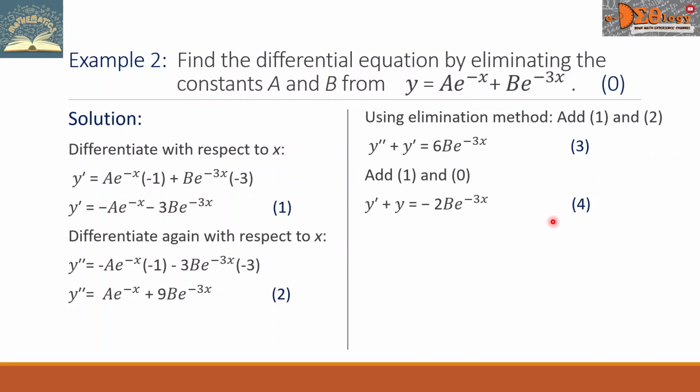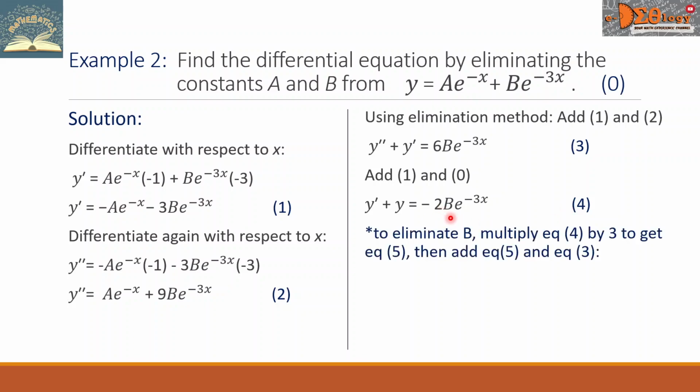Now we want to eliminate the variable b. To eliminate b, let us multiply equation 4 by 3 to get equation 5. After that, we're going to add equation 5 and equation 3. So when we multiply this equation 4 by 3, it becomes like this. 3y prime plus 3y equals negative 6b times e raised to negative 3x.